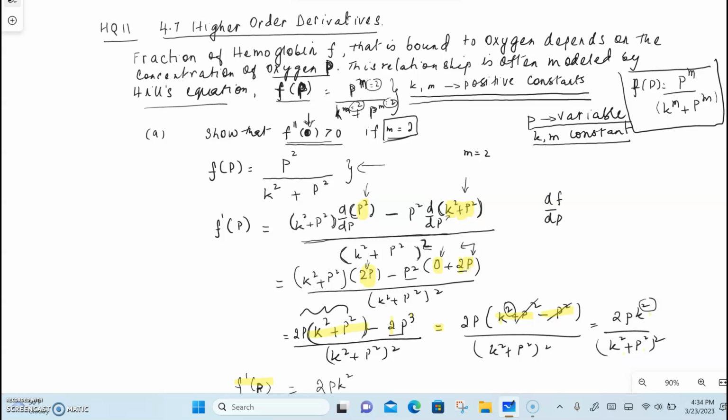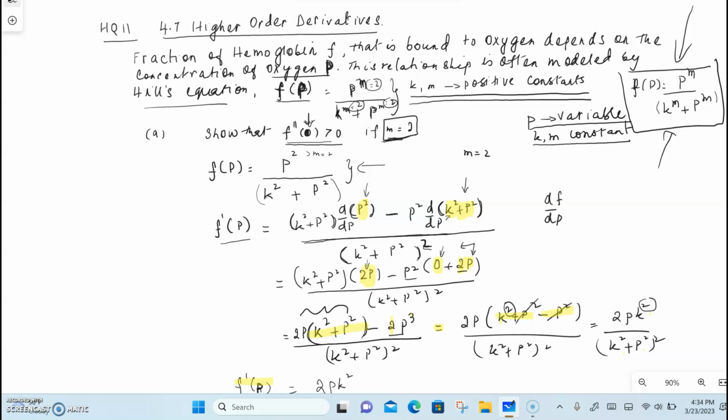So let's start with figuring out what the function looks like when specifically m is equal to 2. In the general function f of p equals p to the m divided by k to the m plus p to the m, m is the constant 2, so we plug in 2. So we get f of p, the concentration p, which is the variable, is equal to the variable p squared divided by the constant k squared plus p squared. Where are we getting the square from? Because we are substituting m is equal to 2 in the original function.